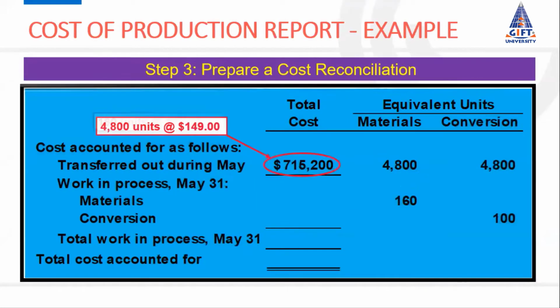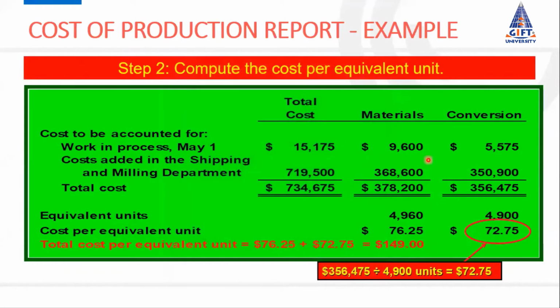So in our previous table, look at this. What cost is charged to the department? That is 7,34,675. So we have opening work in process, that is also on the debit side of the work in process account. When we charge material and conversion, that is also on the debit side of the account. So this is 7,19,500. So this is the debit side of the work in process account.